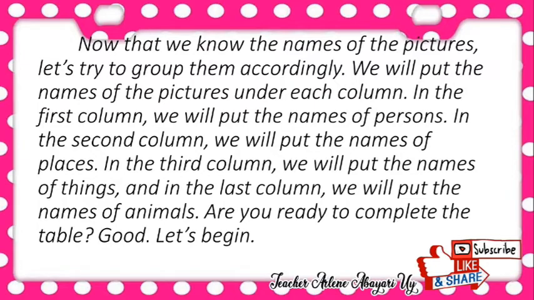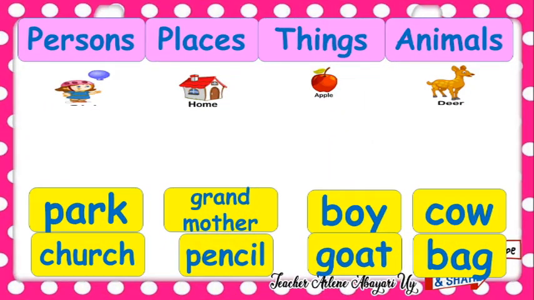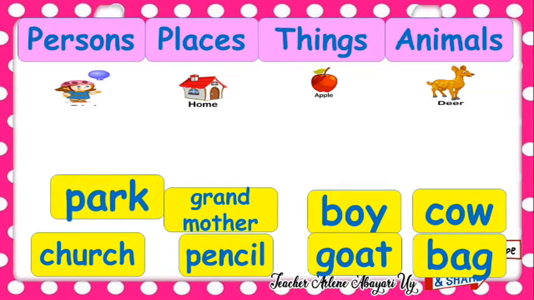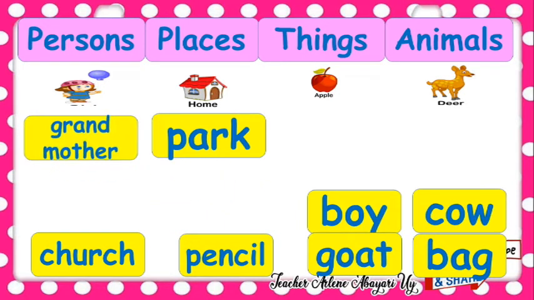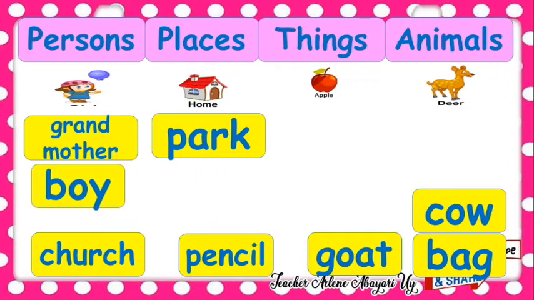Very good! Let's begin! These are our four groups. We have persons, places, things, and animals. Let's group the words below. Park is the name of a place. Very good. What about grandmother? It is a person. Good job. What about boy? Boy is a person.